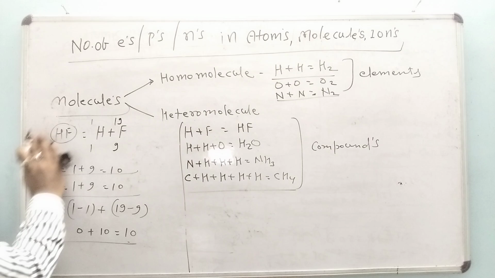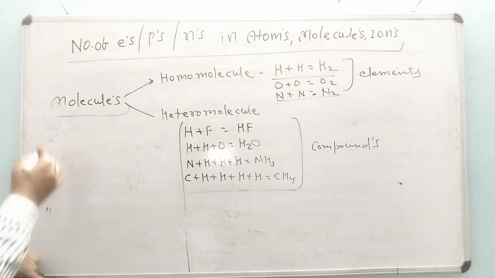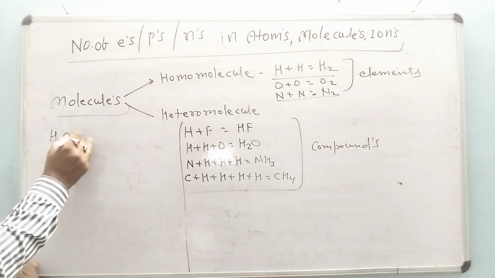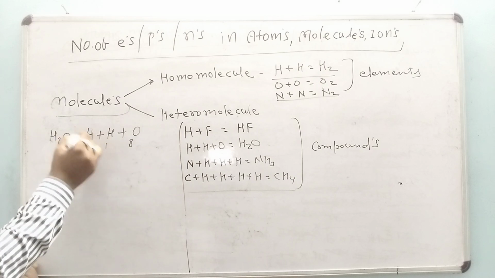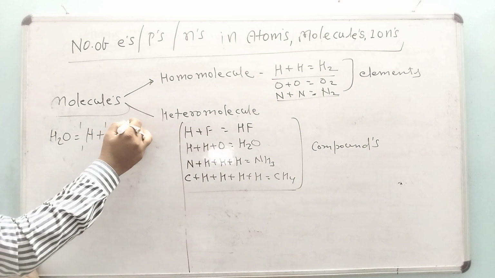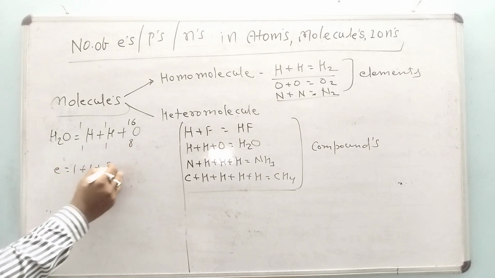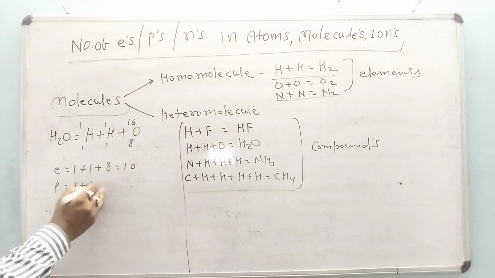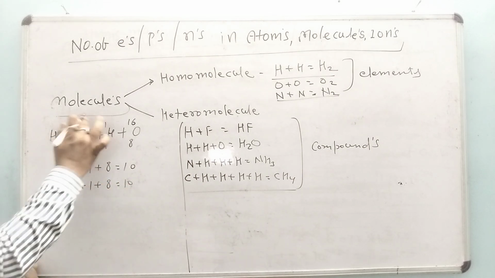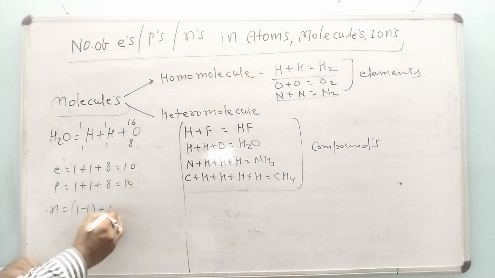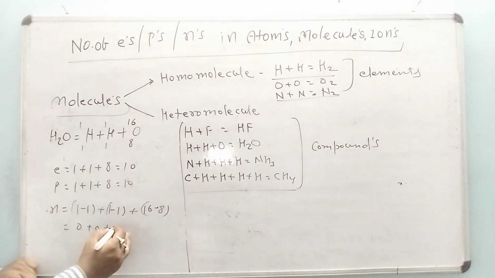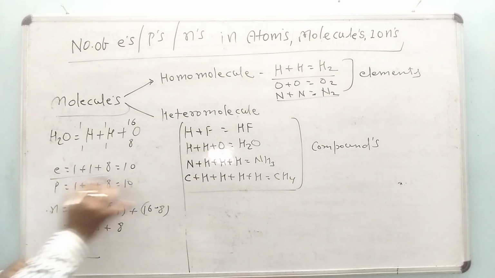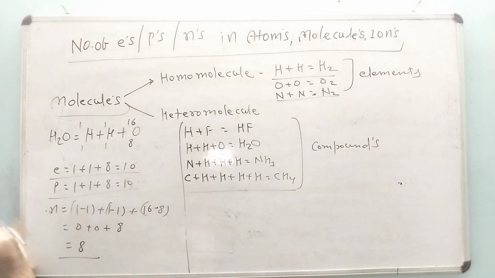Now once again we will discuss electrons, protons and neutrons in the H2O molecule. In case of H2O, it is composed of H and O atoms. Atomic numbers 1 and 8, mass numbers 1 and 16. Electrons: 1 plus 8, 10. Protons: 1 plus 8, 10. Neutrons: (1 minus 1) plus (16 minus 8) is equal to 0 plus 8, which is 8. Okay, so in the H2O water molecule, the total number of electrons is 10, protons 10 and neutrons 8.